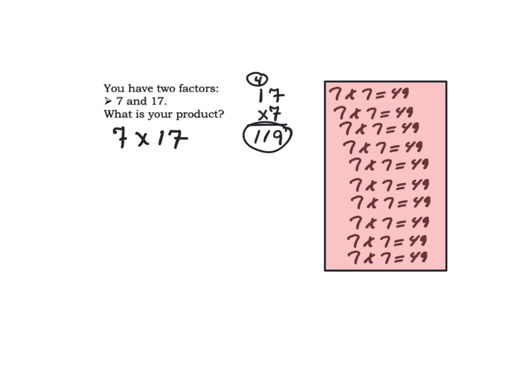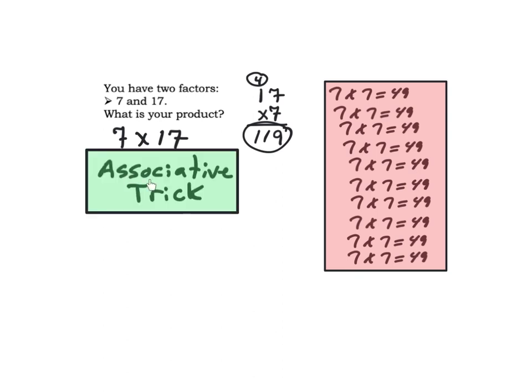I want to show you another trick, and that is the associative trick. Sorry, said that a little bit wrong, but you get the gist here, my friends. The associative trick is really based on the associative property of multiplication. And we do have multiplication here. And what it tells us is that I can break one of these numbers apart, right? And I can break this 17 into 10 plus 7.